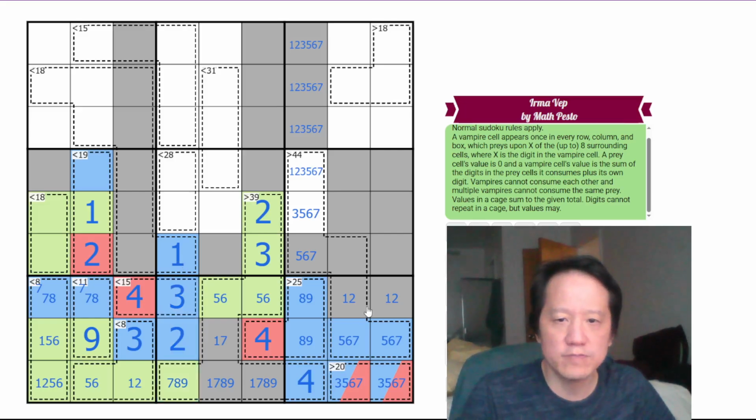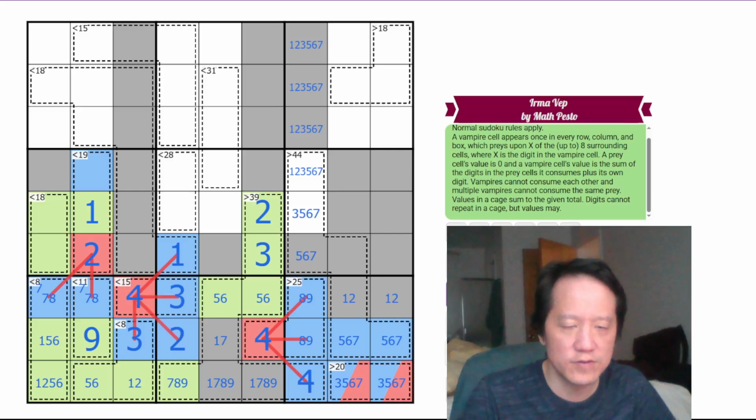So, okay, let's mark the preys. So that's easy. Center. This preys upon here, this preys upon here, this preys upon here. This preys upon here, this preys upon here and here. This also preys upon these 3. That adds up to less than 15.